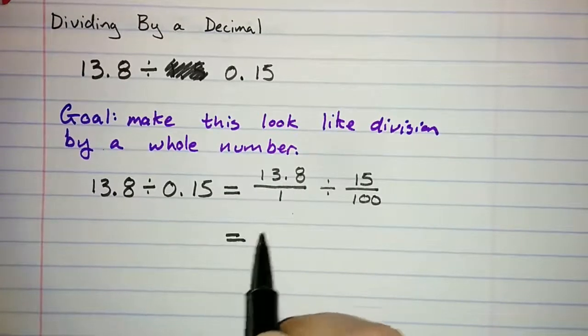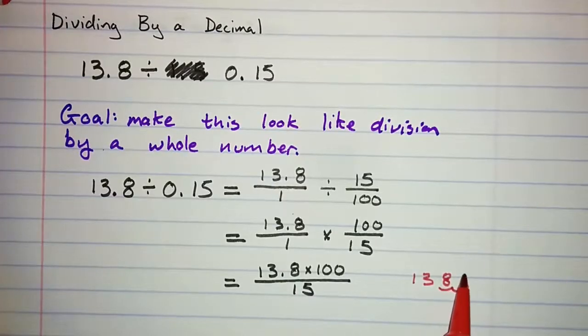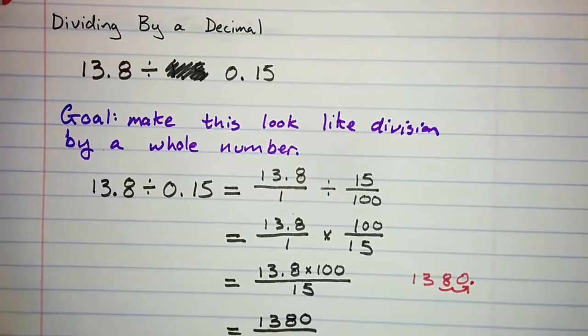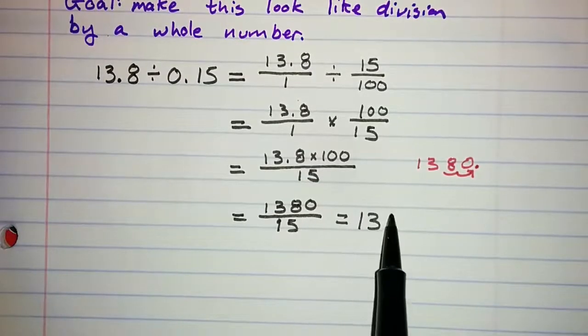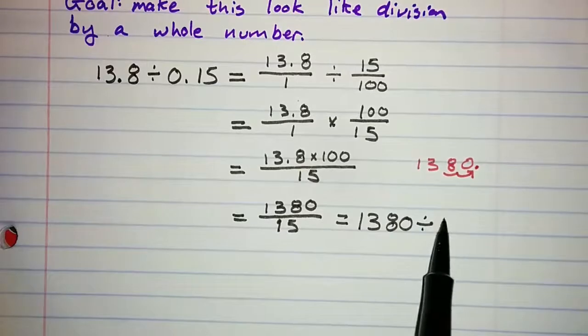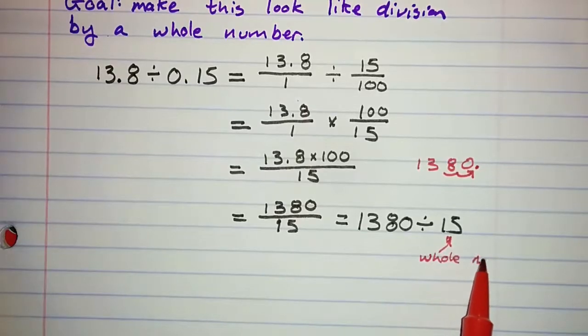Now I'm going to rewrite this as multiplication. 13.8 times 100 I know how to do. I'll have 138. I want the decimal point 2 places further to the right. I'll need to put in a 0 to hold the place. I'll have 1,380 fifteenths, which I'll understand as 1,380 divided by 15. That accomplished my goal. I'm now dividing by a whole number.